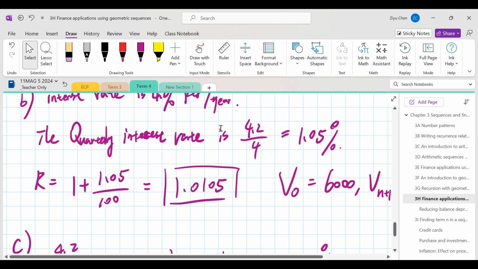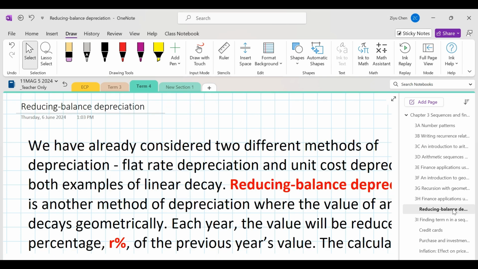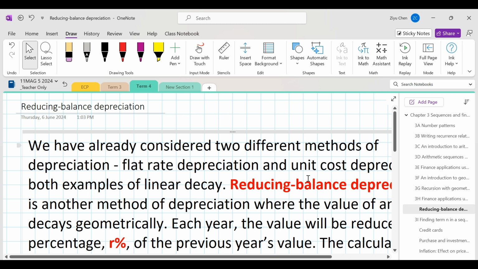That's the recurrence relation for compound interest. We've now finished this part. Next, we're going to talk about reducing balance depreciation. So please stay with us, and we'll talk about it next time.